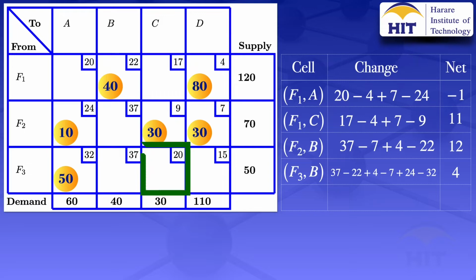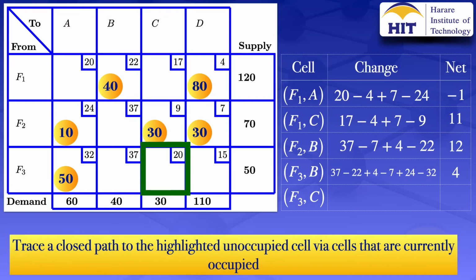It is this one here, cell F3C. For the cell F3C, we go on and trace a closed path to this highlighted unoccupied cell using the cells that are currently occupied. So if I add here, I'll go on and subtract here where we have 30, and then go on and add here where we have 10, and then go on and subtract here where we have 50, then go back to the unoccupied cell. So we have now completed our closed path.